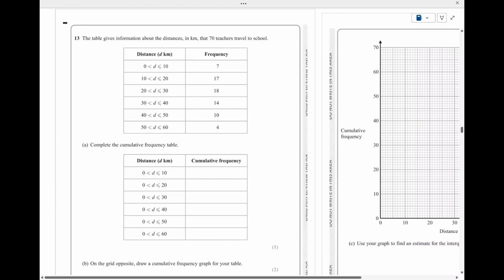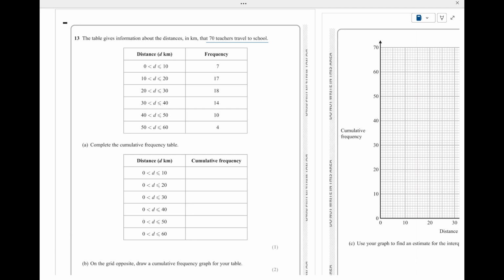Question 13. Now, looking at this question, I can see that it is a question about cumulative frequency. The table gives information about the distances in kilometres that 70 teachers travel to school. Wait a moment, teachers travelling to school? I thought we all slept at school on a camp bed at the back of our classrooms. But never mind. This question is all about the distances that teachers travel to school.